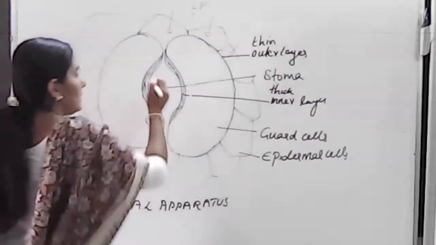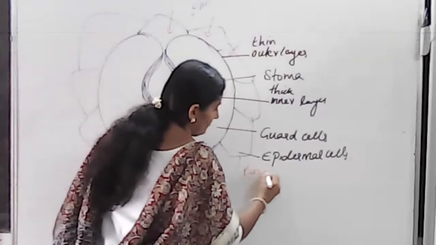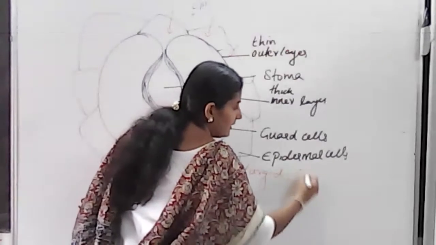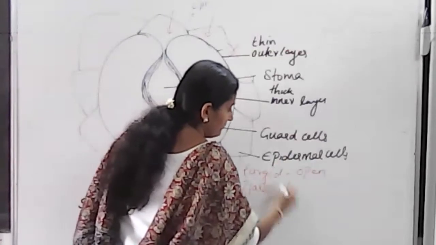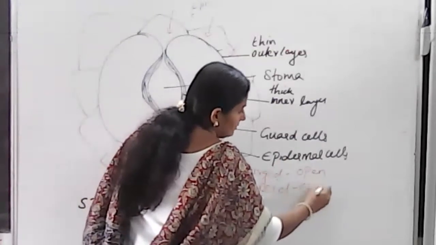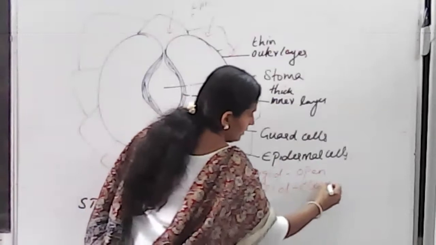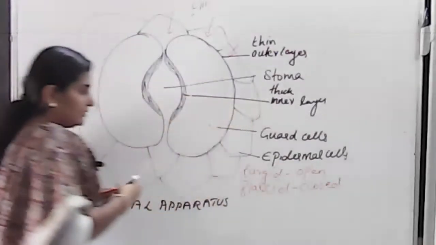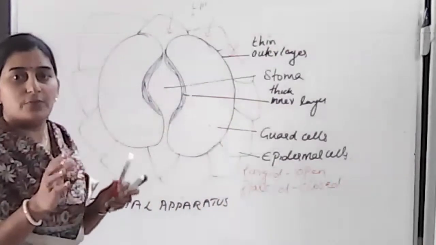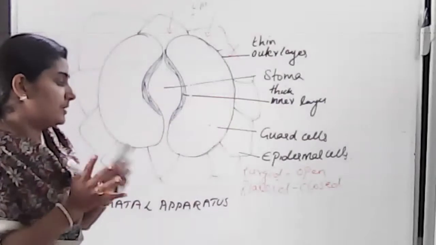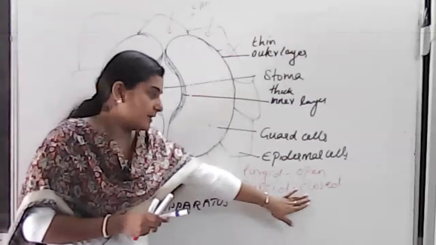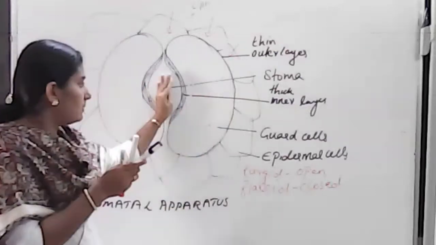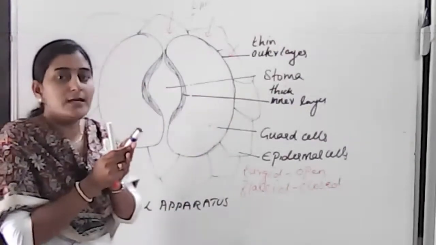When it becomes turgid, stoma will be open. And if it becomes flaccid, what do you mean by flaccidity? It loses its water, and when it is not filled with water, it will lose its turgidity, and that condition we call the cell becoming flaccid. And in that condition, these inner walls come closer and the stomata will be closed.